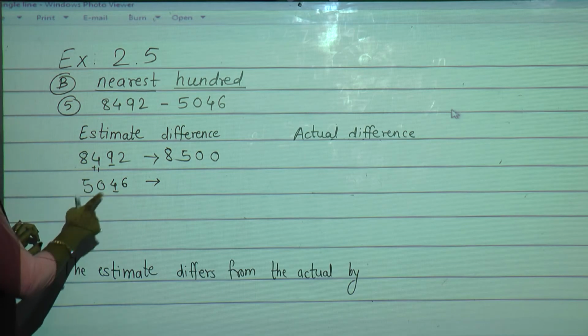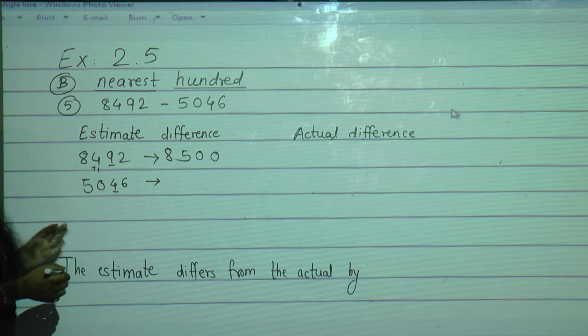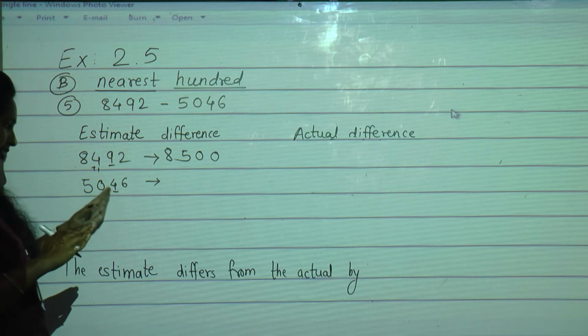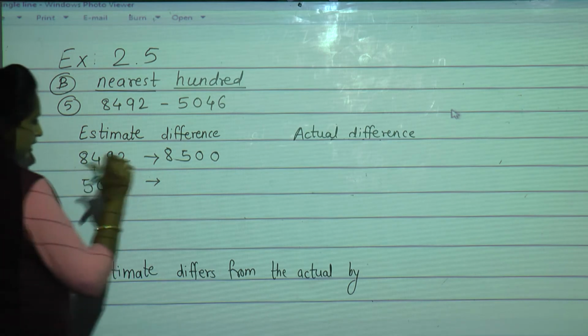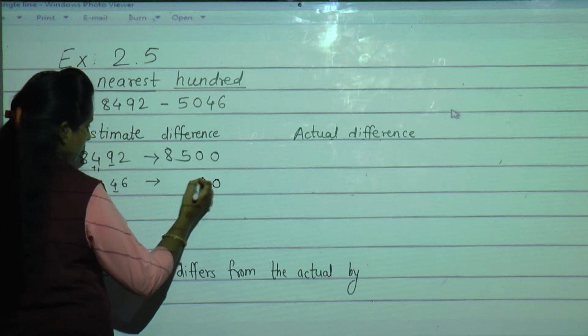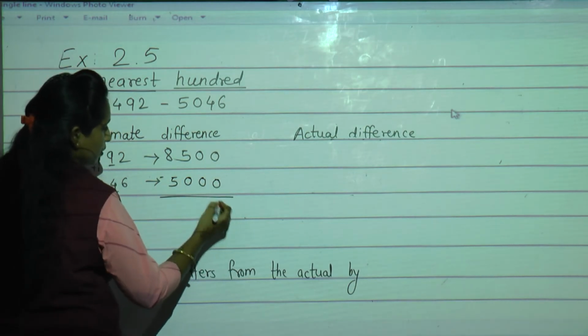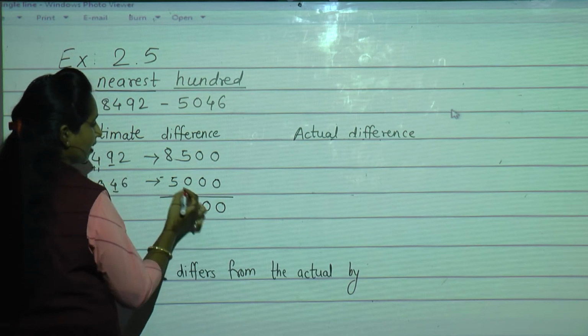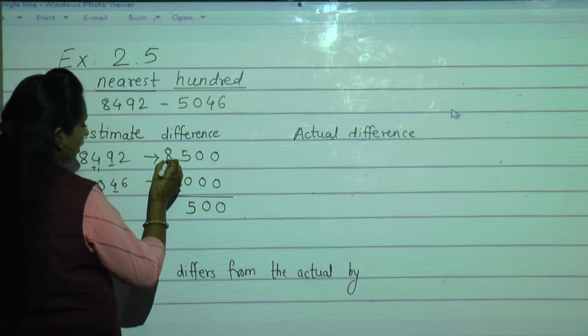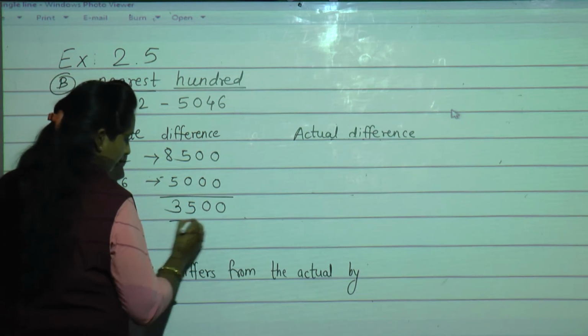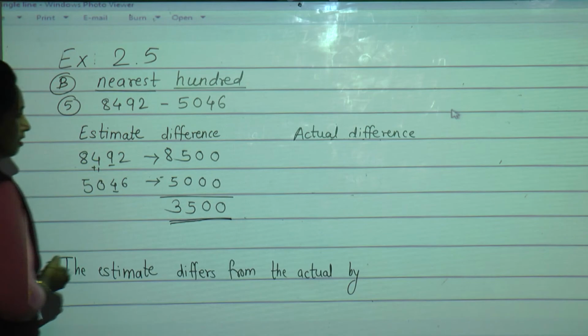Underline the tens place. It is 4. So if it is 4 or less than 4, we should place the 0 at ones and tens without changing hundreds place. Okay. 0, 0, 0, 5. Now subtract. 0 minus 0, 0, 0 minus 0, 0, 5 minus 0, also 5, 8 minus 5 is 3. So this is the estimate difference.